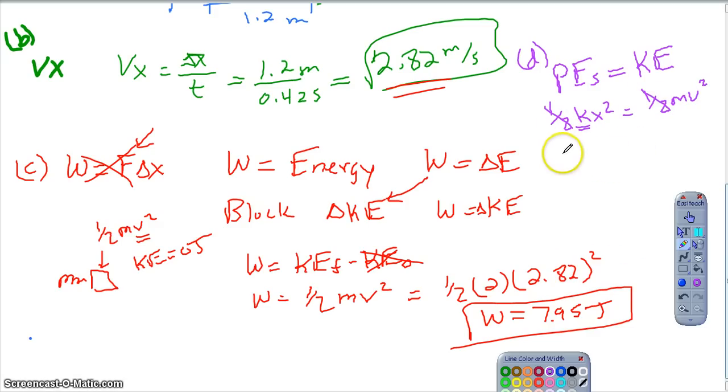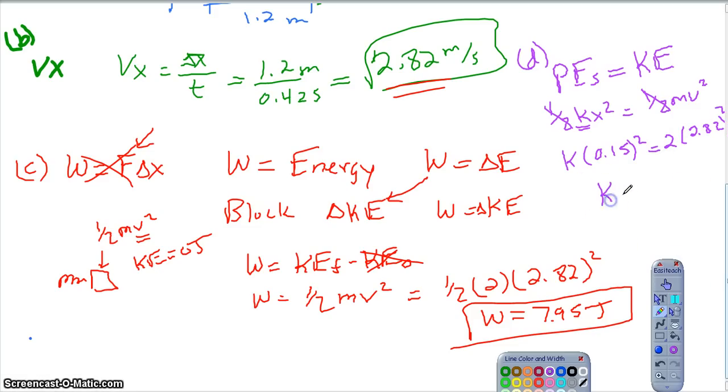They give us all the other measurements. They tell us the distance the spring was compressed was 0.15 meters, or 15 centimeters. Our mass again is 2 kilograms and the velocity is 2.82. So we square that, and then it's just a matter of solving for k. When I calculate this, I get k to be about 707 newtons per meter. So part D, hopefully not too bad, as long as we're comfortable with the fact that potential energy of the spring transfers to kinetic energy.